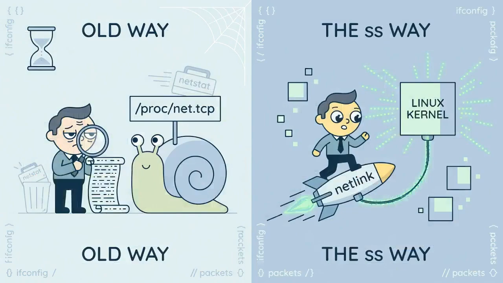So why does ss exist? Netstat is deprecated. It parses slow text files inside /proc, which becomes painfully inefficient on busy systems. ss talks directly to the Linux kernel through netlink sockets, reading live kernel data structures instead of scraping files. The result is dramatically faster output and far more detail per socket.